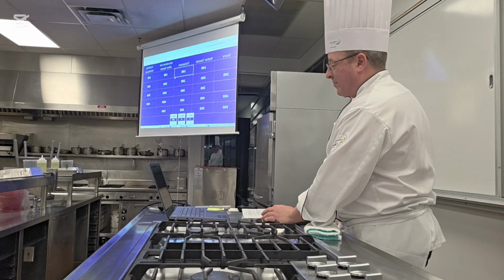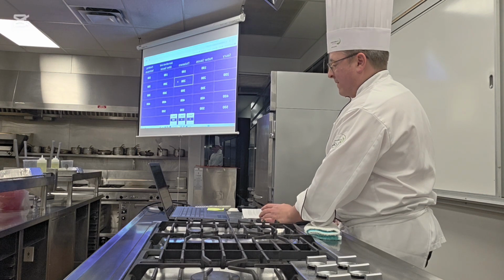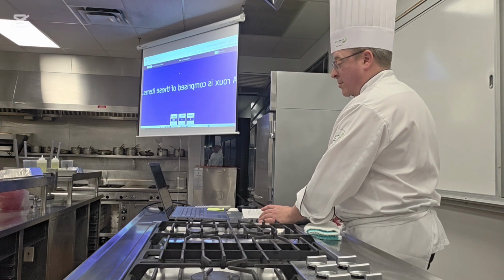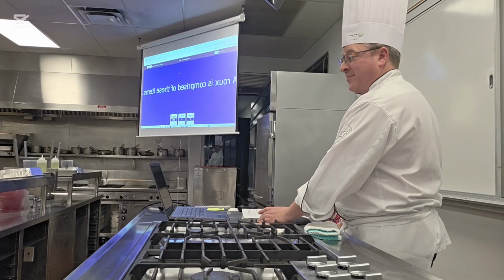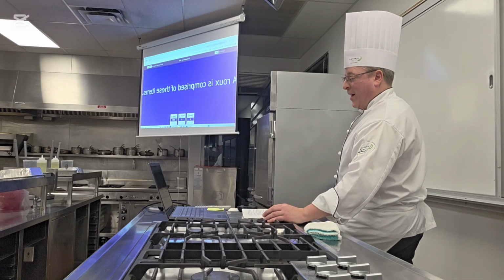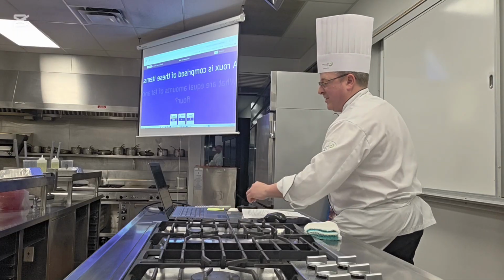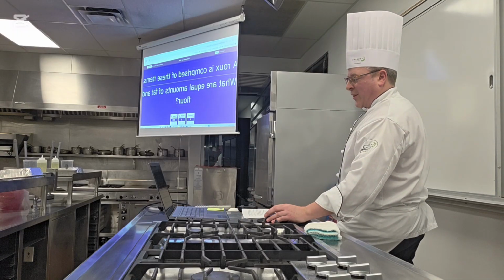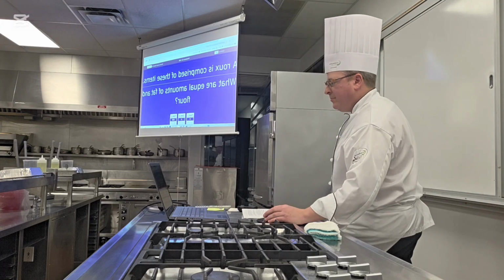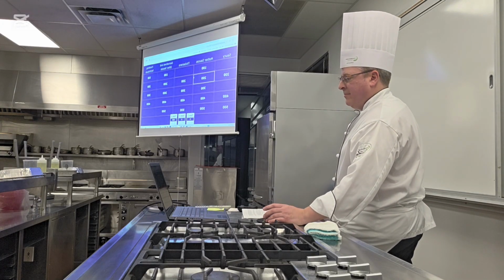I'm gonna say thickeners 100. Thickeners for 100. Easy. A roux is comprised of these items. Fat and flour. What do you guys think? Yes, of course. Equal amounts of fat and flour. Team Melissa, killing it. All right, next category. I'm gonna say mother sauces for 100.